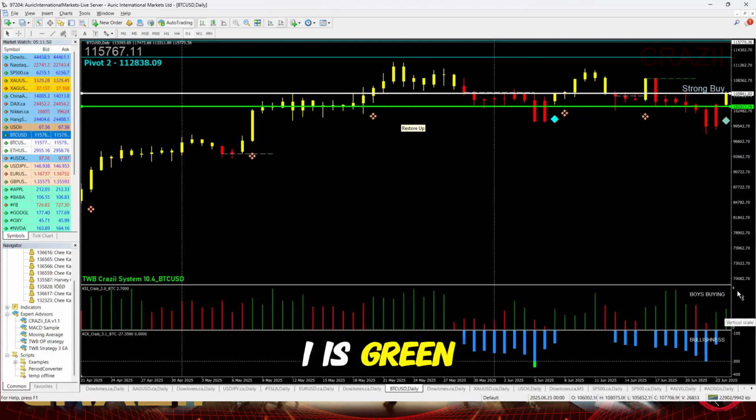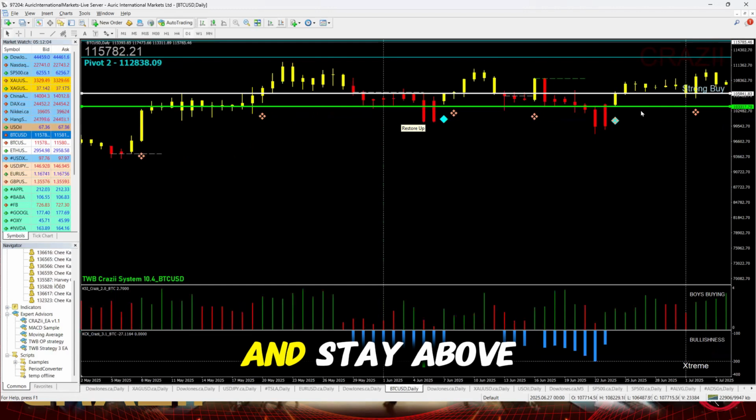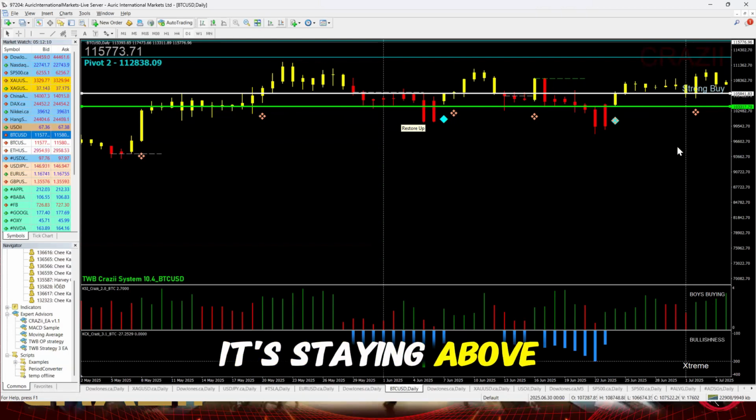Now KSI is green, I mean the candle is yellow, KCX is black, so all looks good, right? And that's where it starts again. So you will realize that if you keep doing this on the day chart, you will know exactly what to do. As long as the market follows the same rhythm and stays above the line, a yellow candle is fine. Even when KSI turns red, it's okay because it's staying above the line.